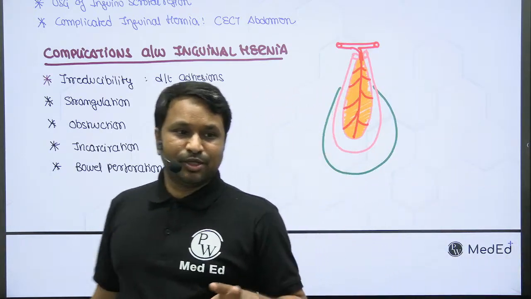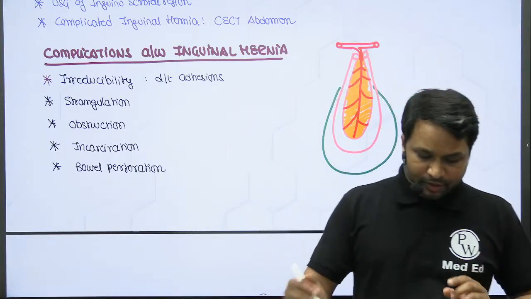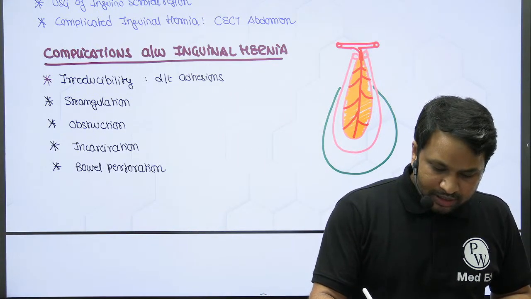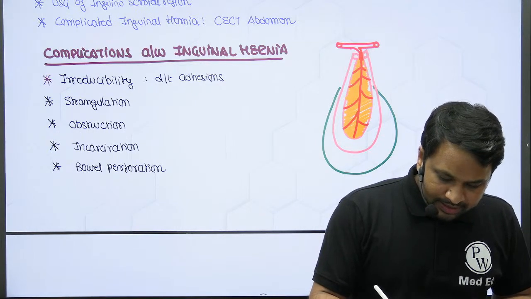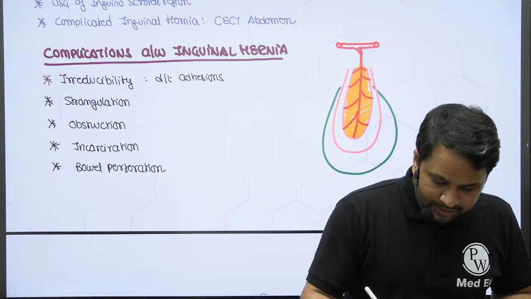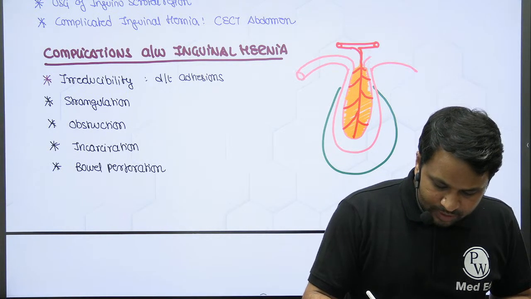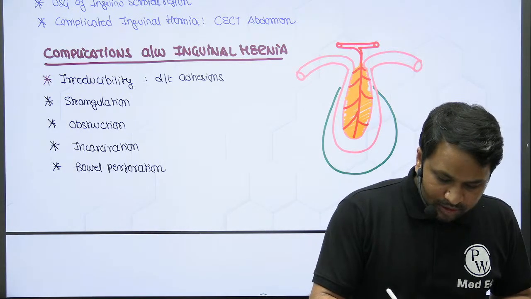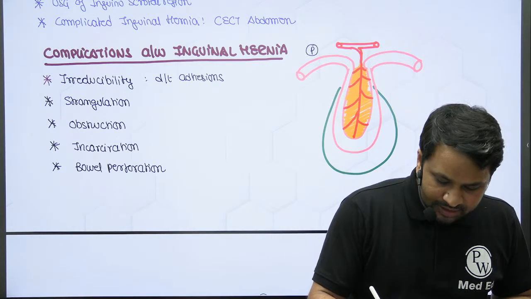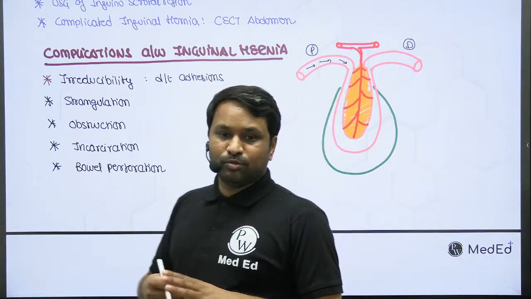Now the concept is you need to understand what is strangulation, what is obstruction, what is incarceration, what is bowel perforation. Now in order to understand each individually, just for the sake of understanding, I'm just going to recreate this a bit. Now let's say this is the bowel that is present. This is the bowel wall, this is the proximal end, and this happens to be the distal end, right? Just to tell you, whatever content is there is going to move in this particular direction, right?